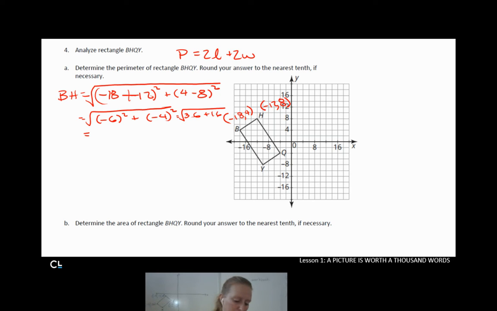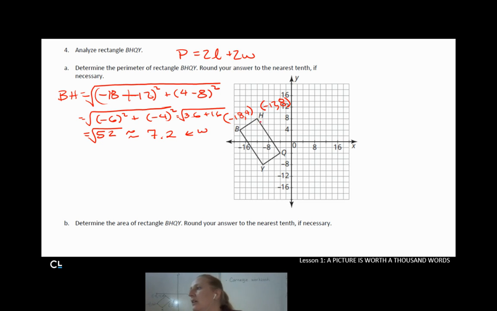I'm going to use my calculator and double check because I make mistakes. Yeah, it's 52. And the square root of 52, thank you, Mr. Calculator, because I'm not doing that in my head, is about 7.2. So I found my width. That's great. My width is 7.2.